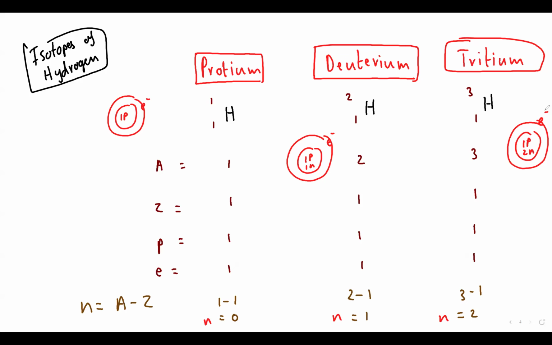Before electronic configuration, isotopes is there. Name an isotope of hydrogen which has 0 neutron. Protium. Name an isotope of hydrogen which has 2 neutrons. Tritium. Name an isotope of hydrogen which has 1 neutron. Deuterium.